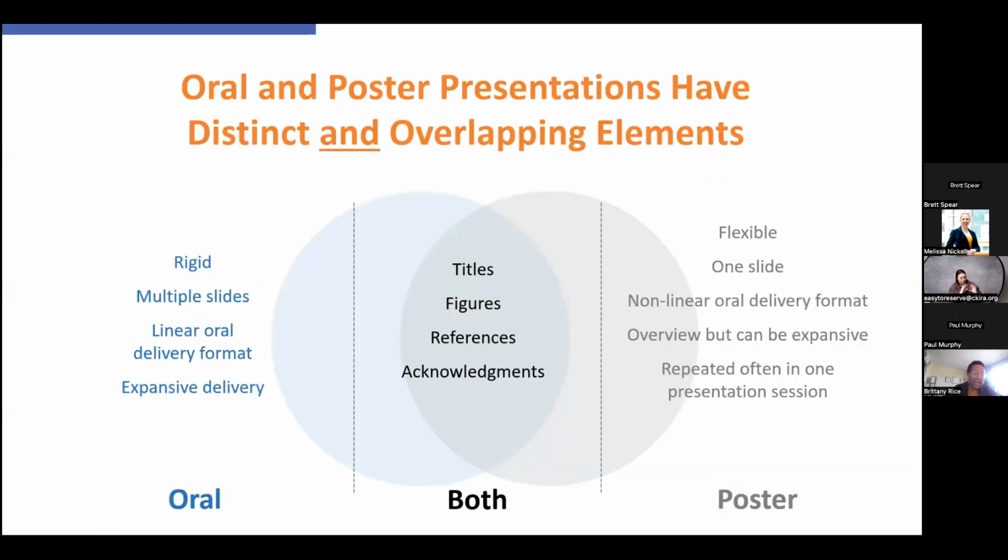So I showed you a good poster, and then I showed you a great poster. What I just want to emphasize is that poster presentations are very flexible. They are not rigid because there's no type of conformity for them. You're going to have one slide that is going to depict all of the data or multiple data points and information. You might go through your poster in a linear format, but you might not. In addition, you're going to repeat your poster presentation quite a few times.